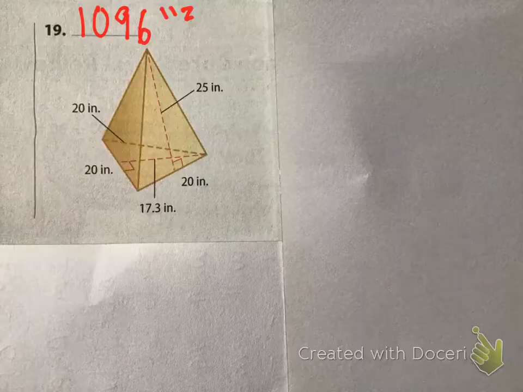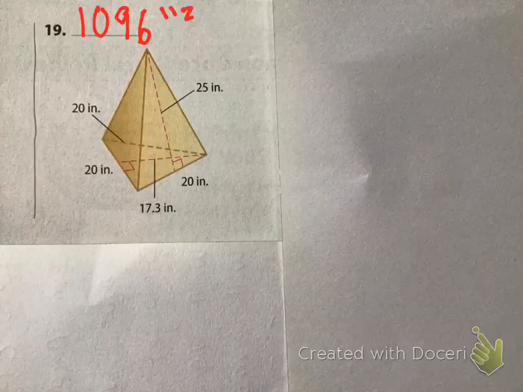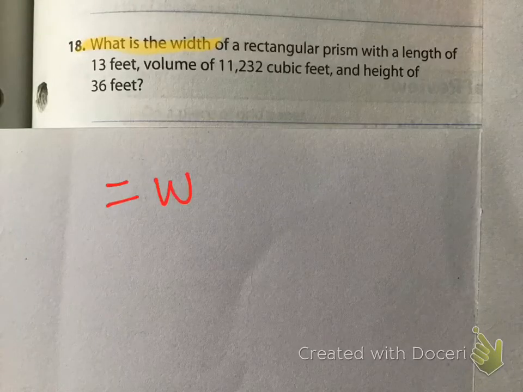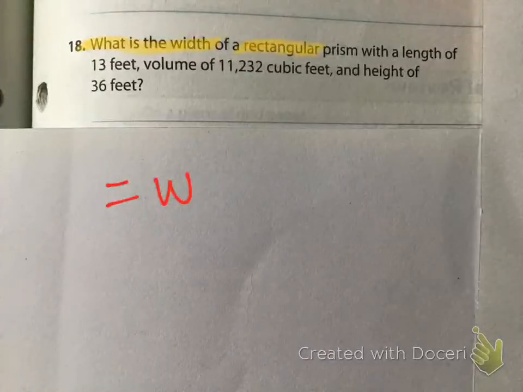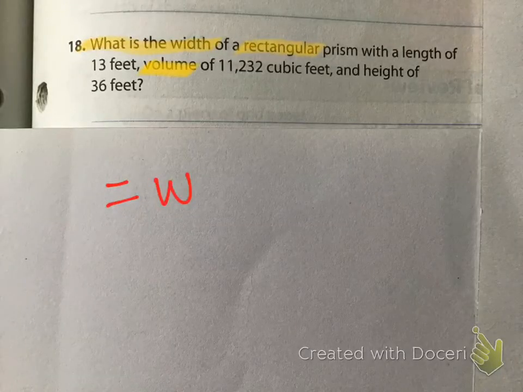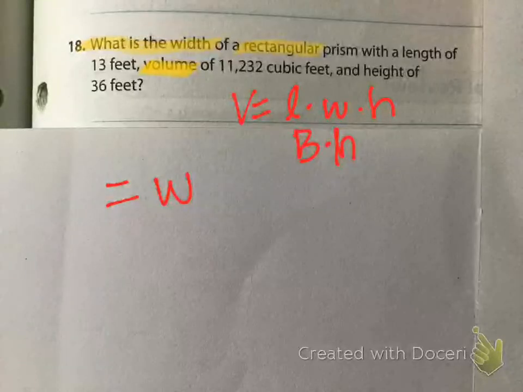Now, the last thing I want us to look at, and it's just going to be a different thing, is finding the missing dimensions. Here are missing dimension problems. Here, it's saying, what is the width? So we don't know what our width is. We know it's the width of a rectangular prism. We're talking either about surface area or volume. We see volume. So volume is length times width times height, or base times height, just so that you know you can see it both ways. But length times width times height.